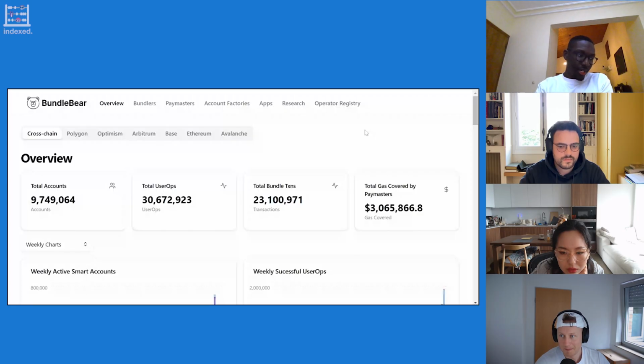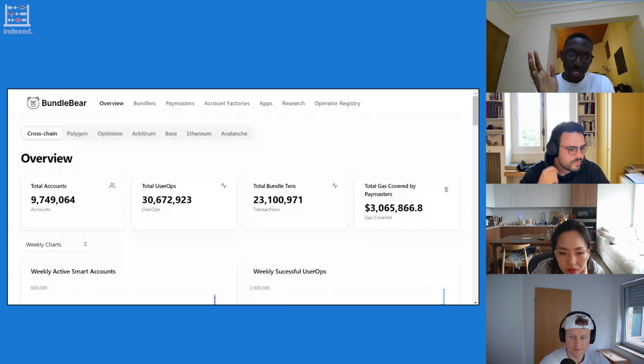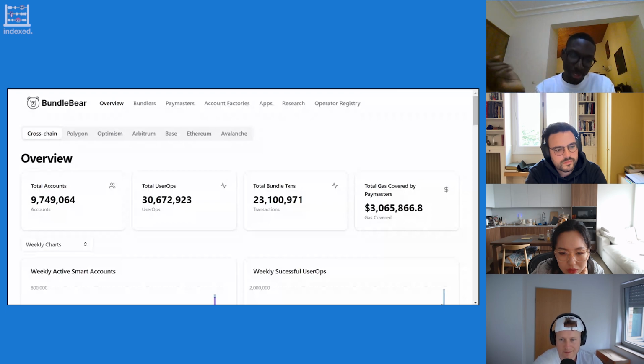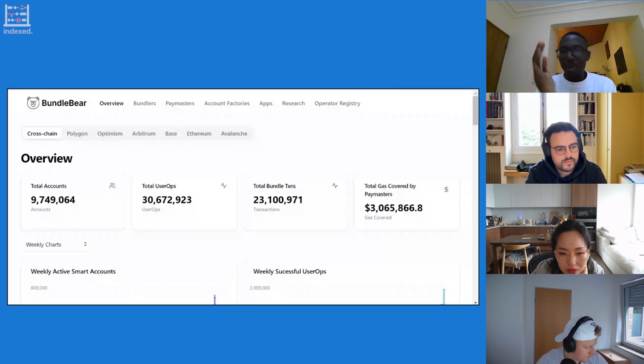Yeah, for sure. So if you open up the site, you'll be able to see these big numbers at the top. It looks pretty impressive that in the year and 6 months since the standard went live, more than 9 million accounts have been deployed. Each of these accounts is a smart contract, so it needs to be deployed. And they've made tens of millions of user ops. Again, you can think of those pretty much as transactions.